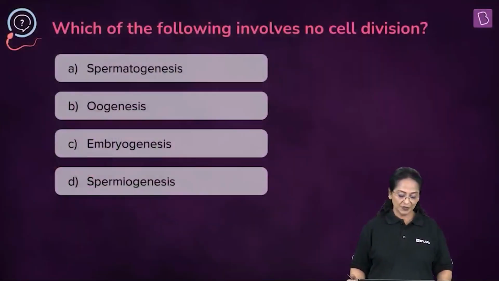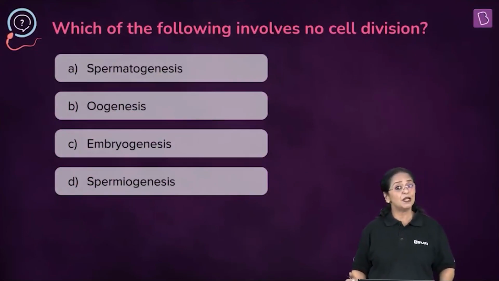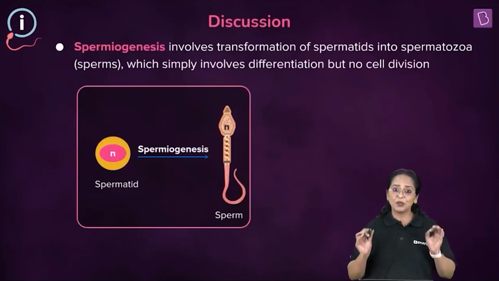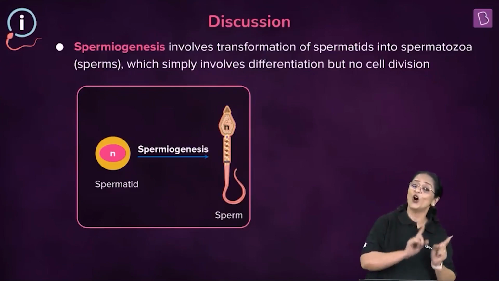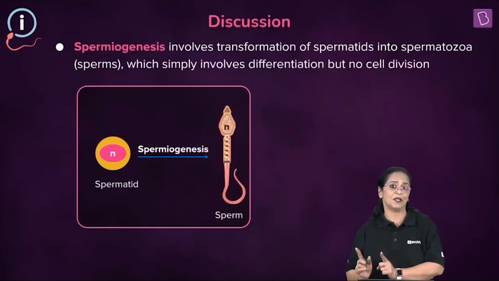Let's look at this question. Which of the following involves no cell division? A. Spermatogenesis, B. Oogenesis, C. Embryogenesis or D. Spermiogenesis? Well, what is spermiogenesis?